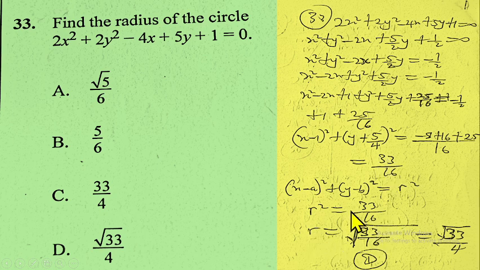So therefore you can take the square root of both sides. r will be equal to the square root of 33 over 16. And that should give us the square root of 33 over the square root of 16, which is 4. So that means the radius is root 33 over 4, and option D is the correct option for question number 33.